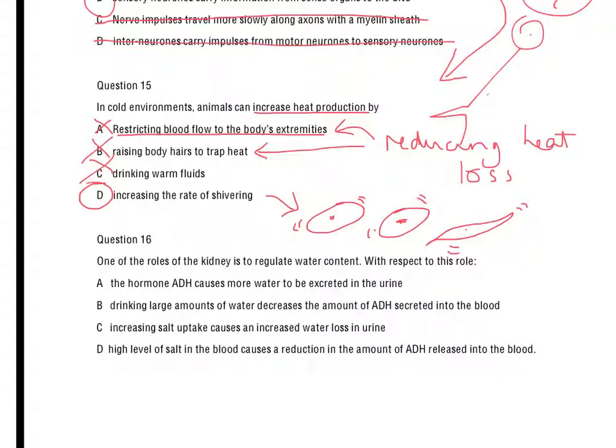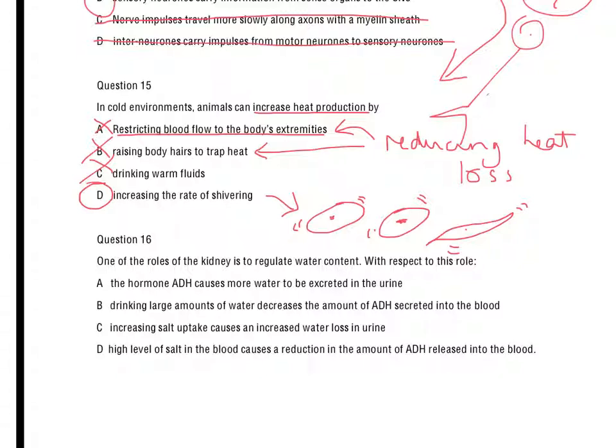Alright, and lastly, one of the roles of the kidneys is to regulate water content. With respect to this role, the hormone ADH causes more water to be excreted in the urine. Drinking large amounts of water decreases the amount of ADH secreted into the blood. Increasing salt uptake causes an increased water loss in urine. And D, high level of salt in the blood causes a reduction amount of ADH released into the blood.